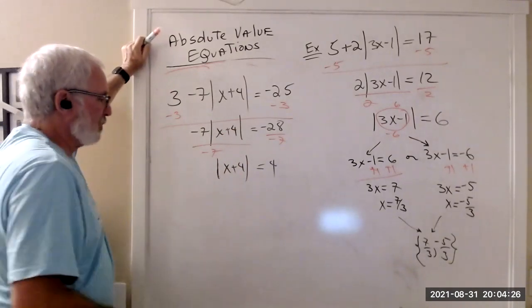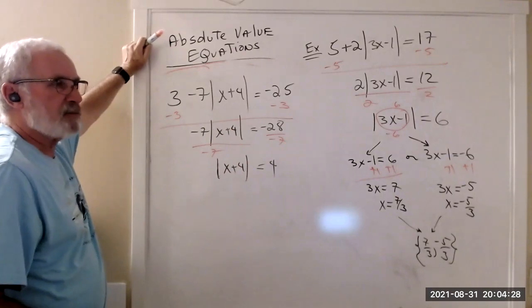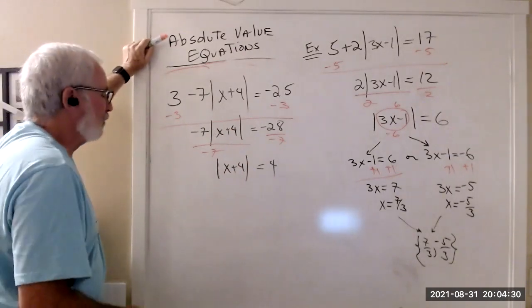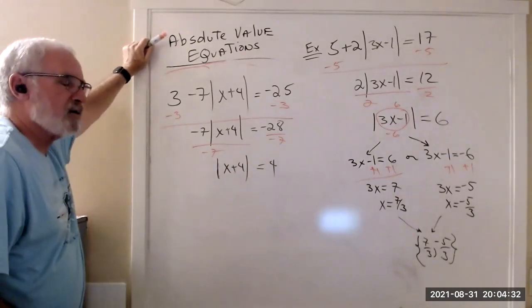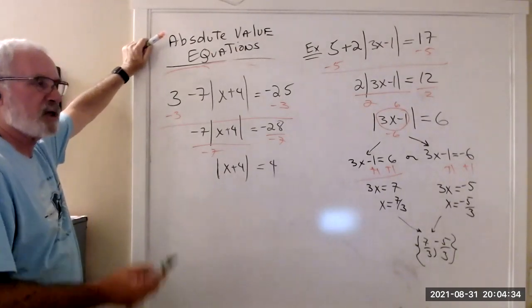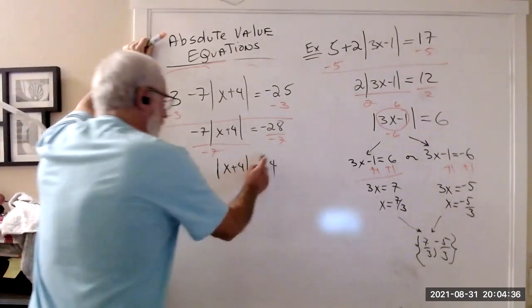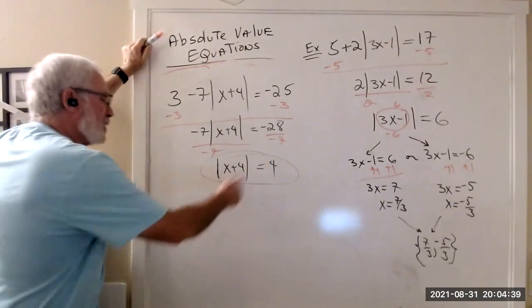So that step right there is the isolated step. I've got absolute values. Some of you can do it in your head. Some of you take 1 step, some of you take 2. Whatever, you got to get to here. This is the key. Then we split it up.